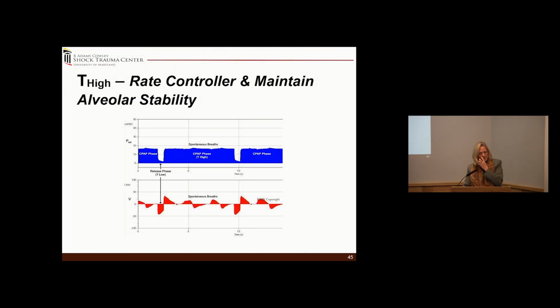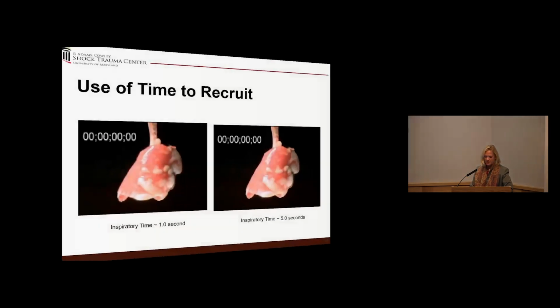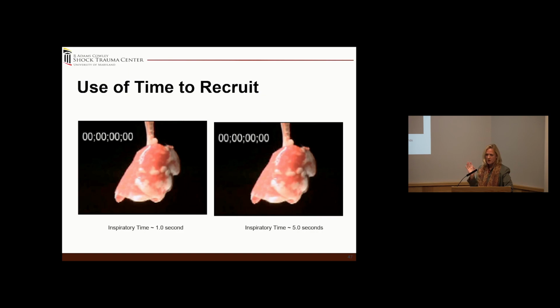So now let's talk about T-high. This is actually what controls the rate with APRV. We'll go over some studies a little bit later, but this is the rate controller and maintains alveolar stability.